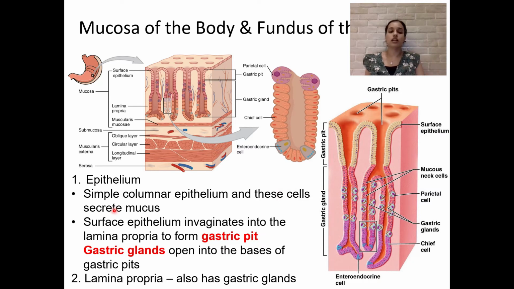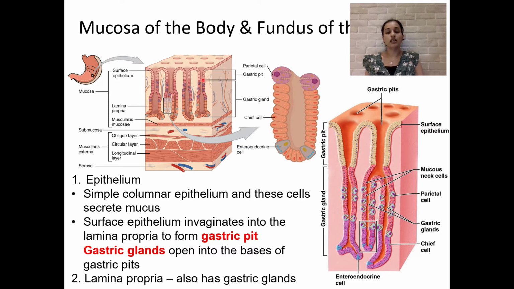So they are mucus secreting cells. And on the surface epithelium, as I mentioned earlier, the surface epithelium invaginates into the lamina propria, forming a gastric pit on the surface. So here you can see many gastric pits. These are nothing but the invagination of the surface epithelium into the lamina propria. Okay, so these gastric pits will lead into gastric glands.